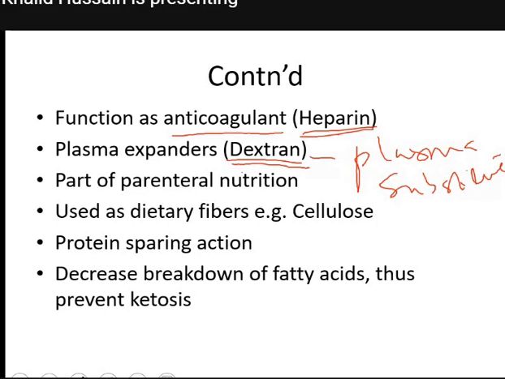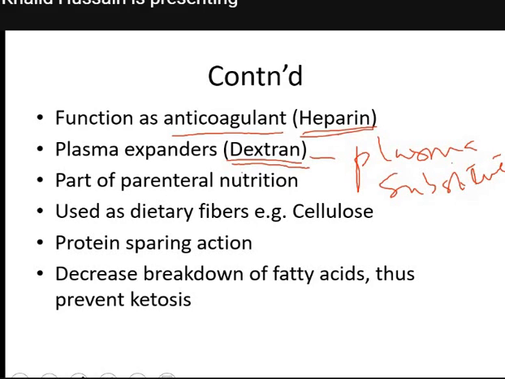So if there is blood loss due to some injury or accident, plasma is needed, and if a large amount of plasma is not available, then dextran is given, which is a plasma substitute, and dextran is a carbohydrate.